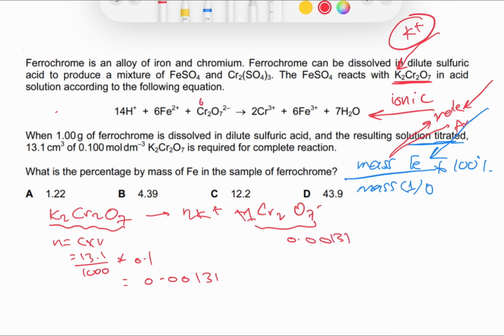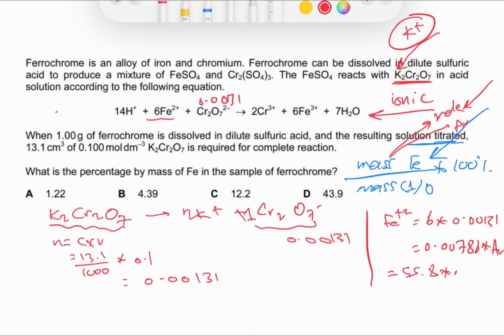Okay, so I have to write here 0.00131. How can I calculate the moles of iron? It's a 1-to-6 ratio, so you have to multiply your answer by 6. So the moles of iron are equal to 6 times 0.00131, and the answer is 0.00786. So can I change the moles into grams? We multiply this number by the Ar of iron, which is 55.8, times the moles, which are 0.00786.